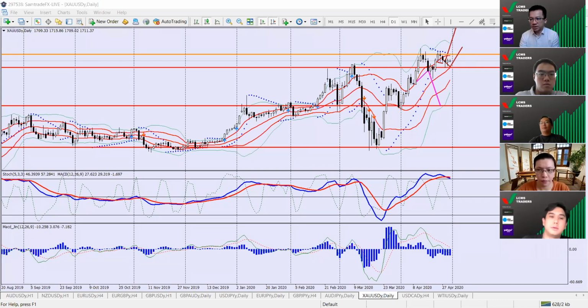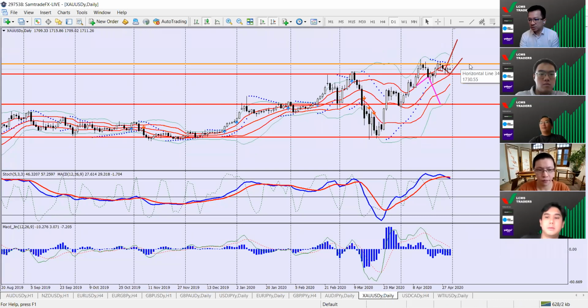At this point, I think that we're going to sit in this consolidative range for a little bit. I do feel that it could go up a little bit more towards the 1,800 level, on condition that it does break above the current resistance at 1730. So it has to break above that level before we could see the 1,800 level. Okay.